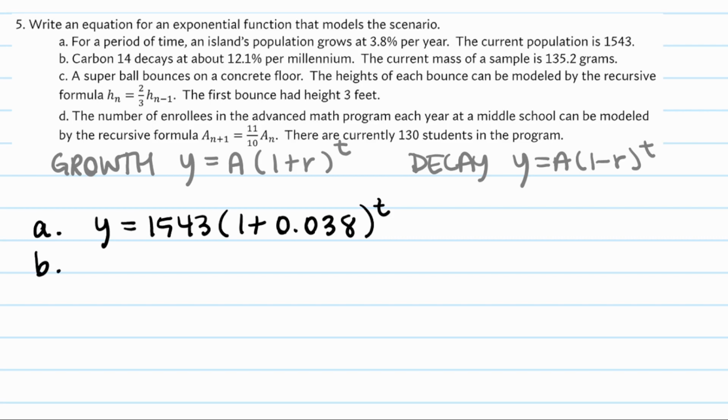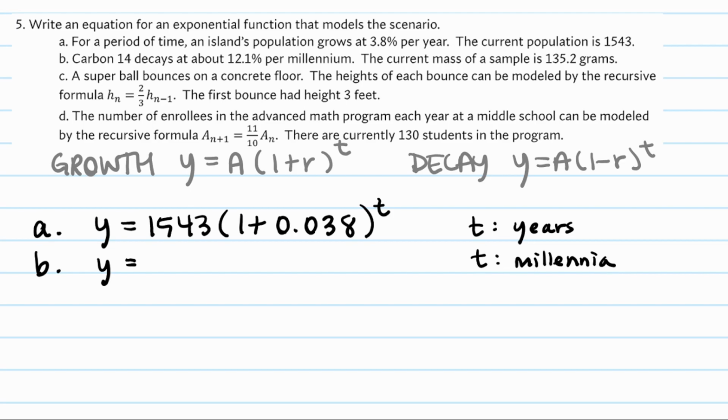All right, for B, carbon-14 decays. That's going to be exponential decay. I made sure to use one that uses that actual terminology. 12.1% per millennium. I'm going to point out that in the first one, t is going to be measured in years, and for the second one, t is going to be measured in millennia. Let's spell millennia, two N's. Yeah, that looks right.